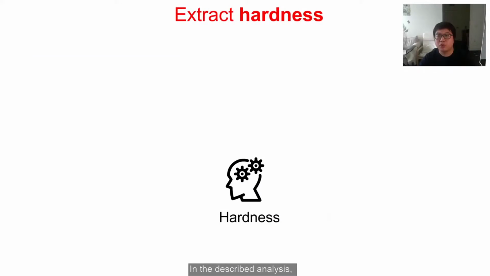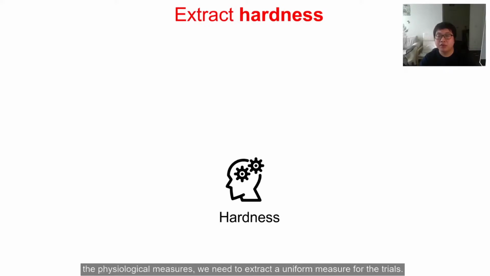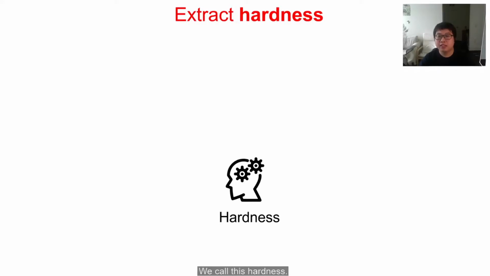In the described analysis, we only have two categories, easy and difficult. To obtain a more nuanced understanding of the physiological measures, we need to extract a uniform measure for the trials. We call this hardness.